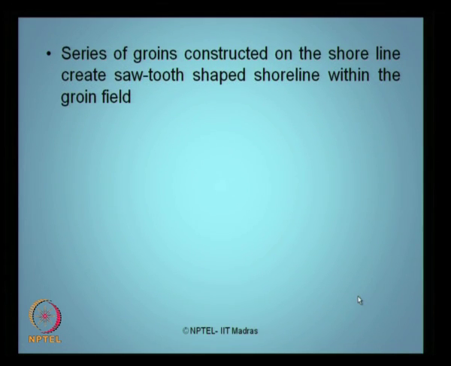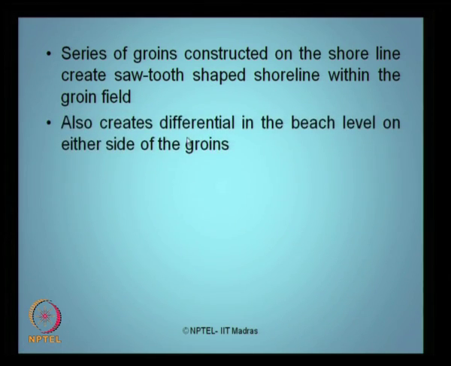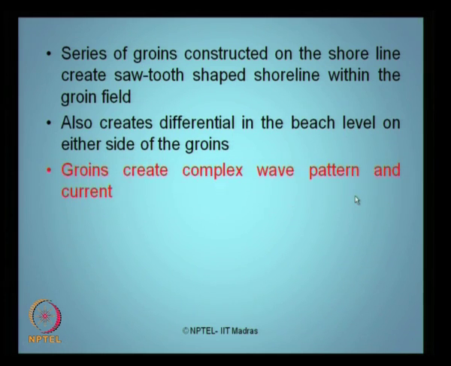A series of groins constructed along the shoreline, normal to the shore, creates what we call a saw-tooth shaped shoreline within the groin field. It also creates a differential in the beach level on either side of the groin, which can be considered one of the negative environmental impacts caused to the sea front or shoreline after the construction of groins. Groins therefore create what we call complex wave patterns and currents.